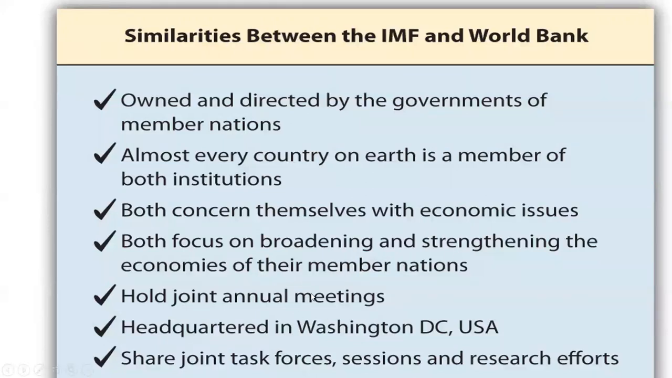Now there are some similarities between the World Bank and IMF. What are the similarities? They are owned and directed by the governments of member nations. Almost every country on earth is a member, but not all countries are members of both institutions, because IMF has 190 members and World Bank has only 189 members. Both concern themselves with economic issues, focus on broadening and strengthening the economies of their member nations, hold joint annual meetings, have headquarters in Washington DC, and share joint task force sessions and research efforts. So that's all about the IMF and World Bank. I hope both are clear.